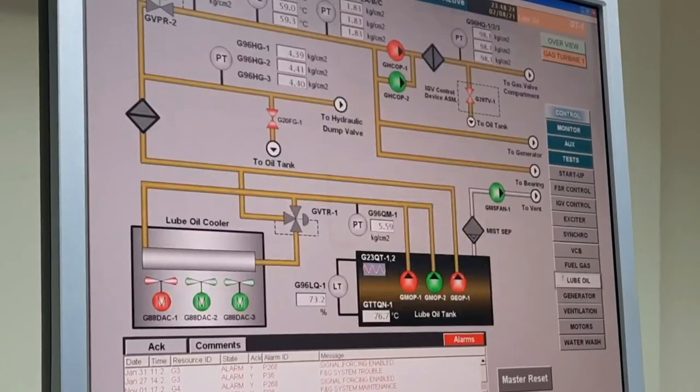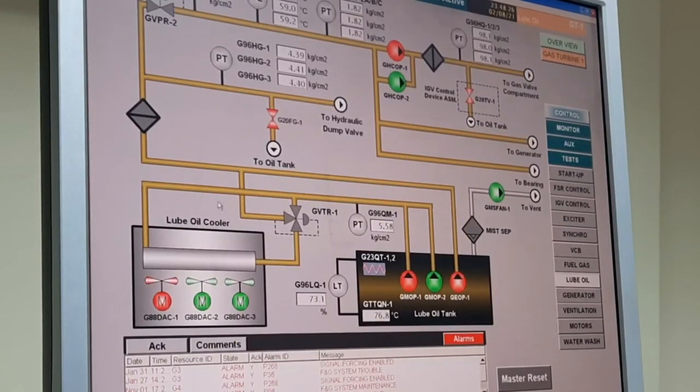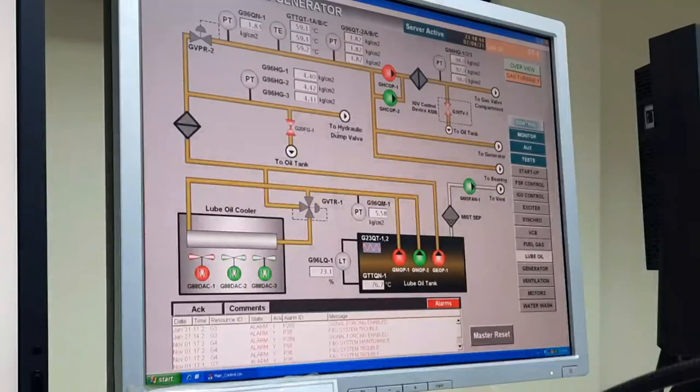Okay, the lube oil system you also know. This is the lube oil system. This is a direct air cooling fan, used for controlling the lube oil temperature. If the lube oil temperature reaches 80 degrees, the GTG will trip. For that reason, the temperature is controlled around 59-60 degrees by this cooler. After that it goes to the hydraulic dump valve, and this line goes to the pump.